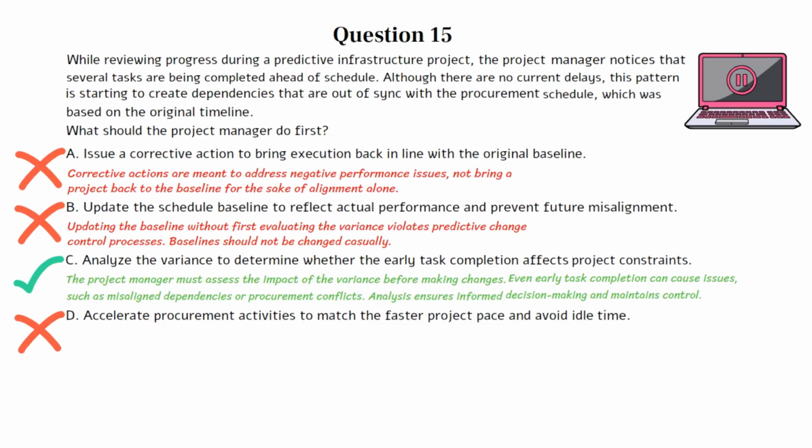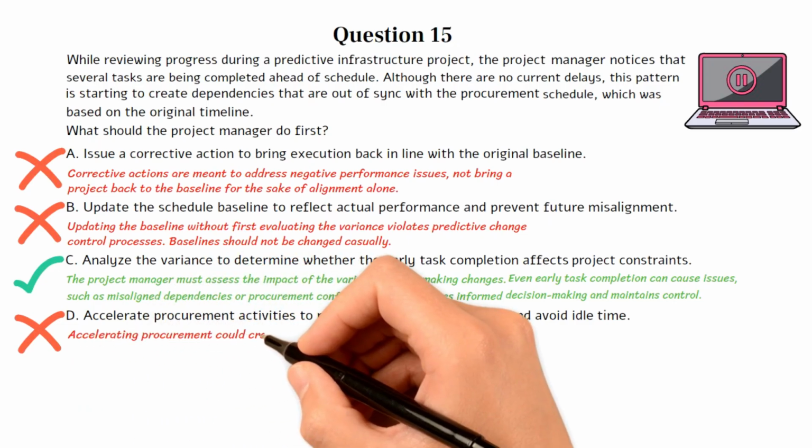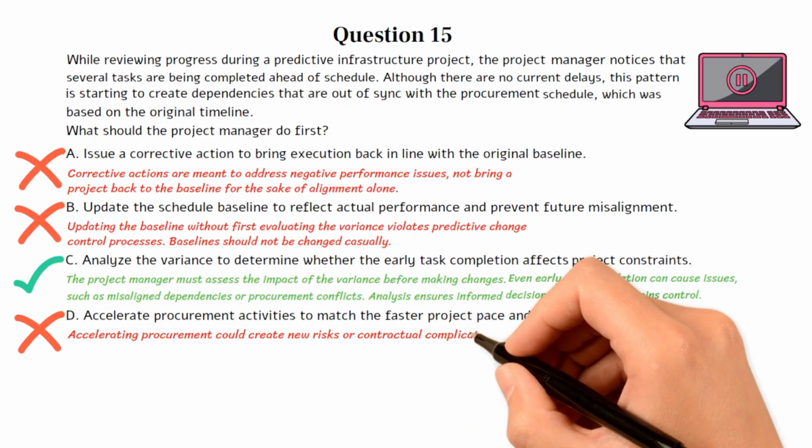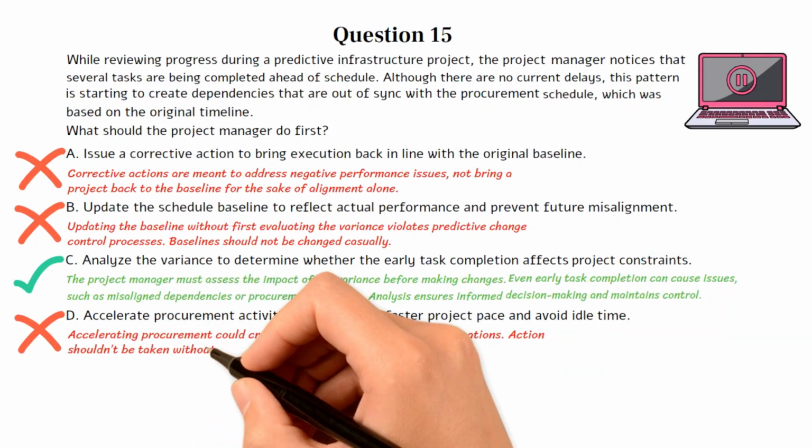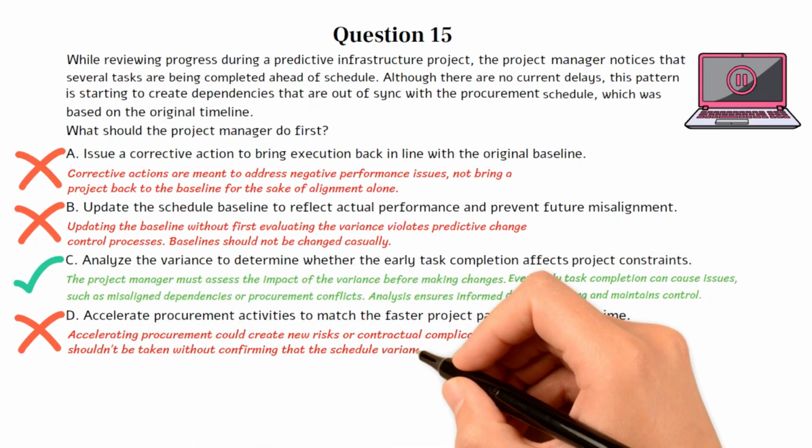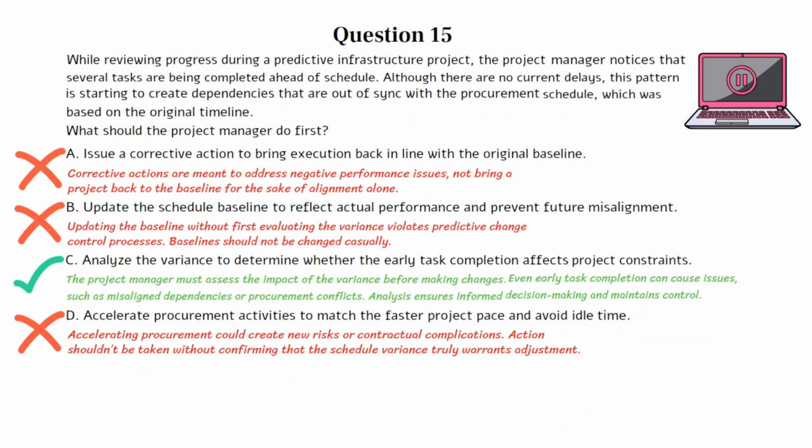Choice D is incorrect. Accelerating procurement could create new risks or contractual complications. Action shouldn't be taken without confirming that the schedule variance truly warrants adjustment. Let's move on to the next question if you're ready.